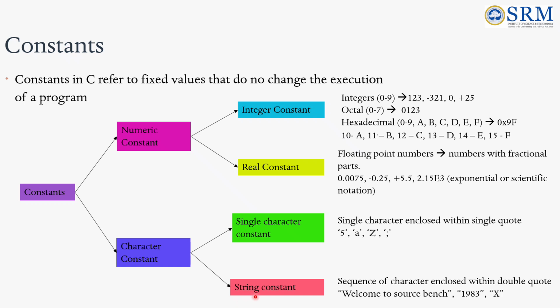Next we have the string constant. A sequence of characters enclosed within double quotes is called a string. Here is the example: "welcome to source bench" enclosed within double quotes. So this is called a string. Even when a number is enclosed within double quotes, it is called a string. "1983" together is a string. Even when a character is enclosed within double quotes, it is called a string.